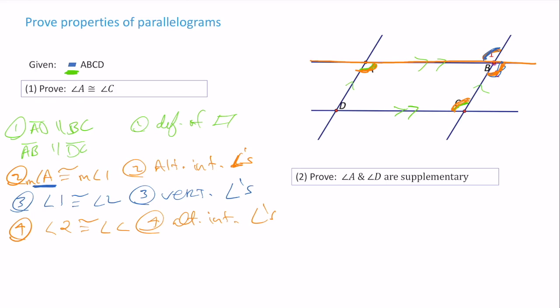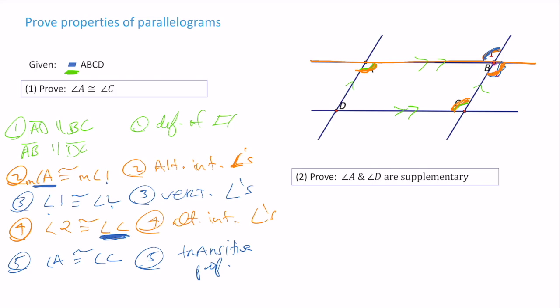And so finally, if we look at what we started with, we started by looking at A, and we said A is congruent to 1, which is congruent to 2, which is congruent to C. So we know that A and C are congruent. So angle A is congruent to angle C, and that's just the transitive property. So we linked them all the way around.